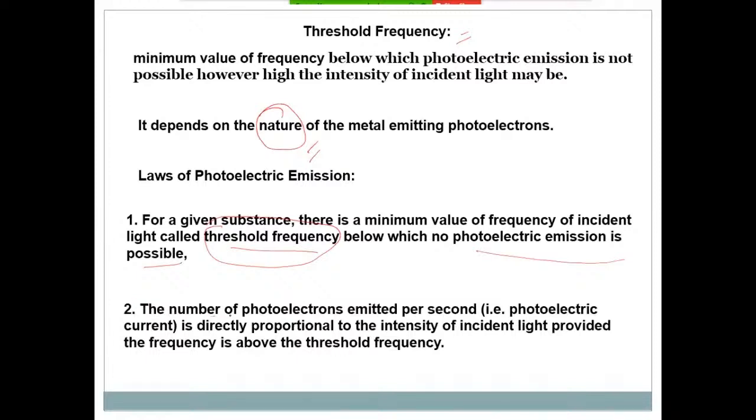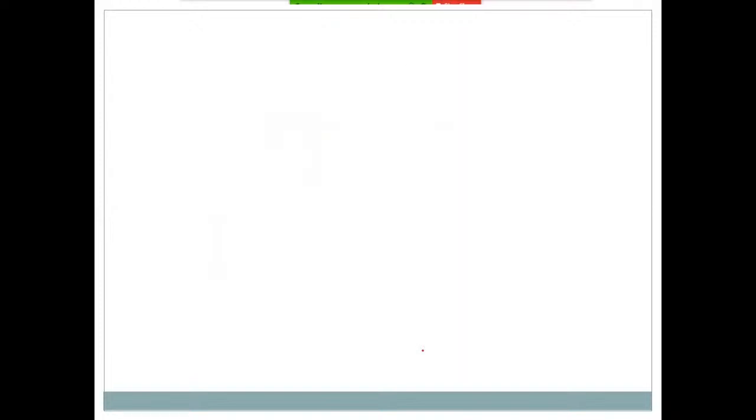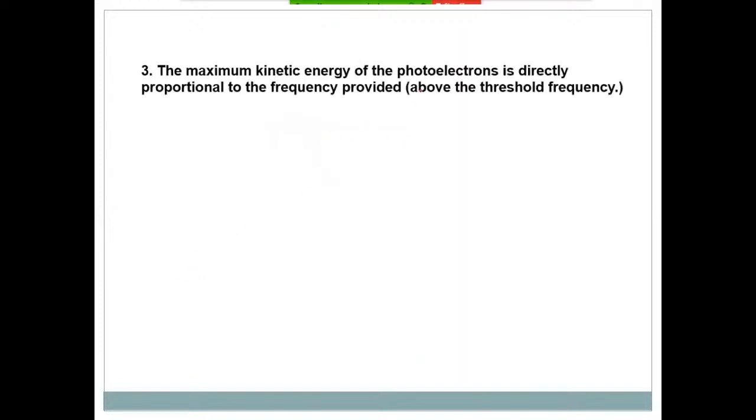Second point is, the number of photoelectrons emitted per second is directly proportional to the intensity of incident light, provided the frequency is above the threshold frequency. Third point, the maximum kinetic energy of photoelectrons is directly proportional to the frequency provided. That frequency should be above the threshold frequency. What does that mean? It means the frequency provided should be above the threshold frequency, otherwise photoelectrons do not get kinetic energy.